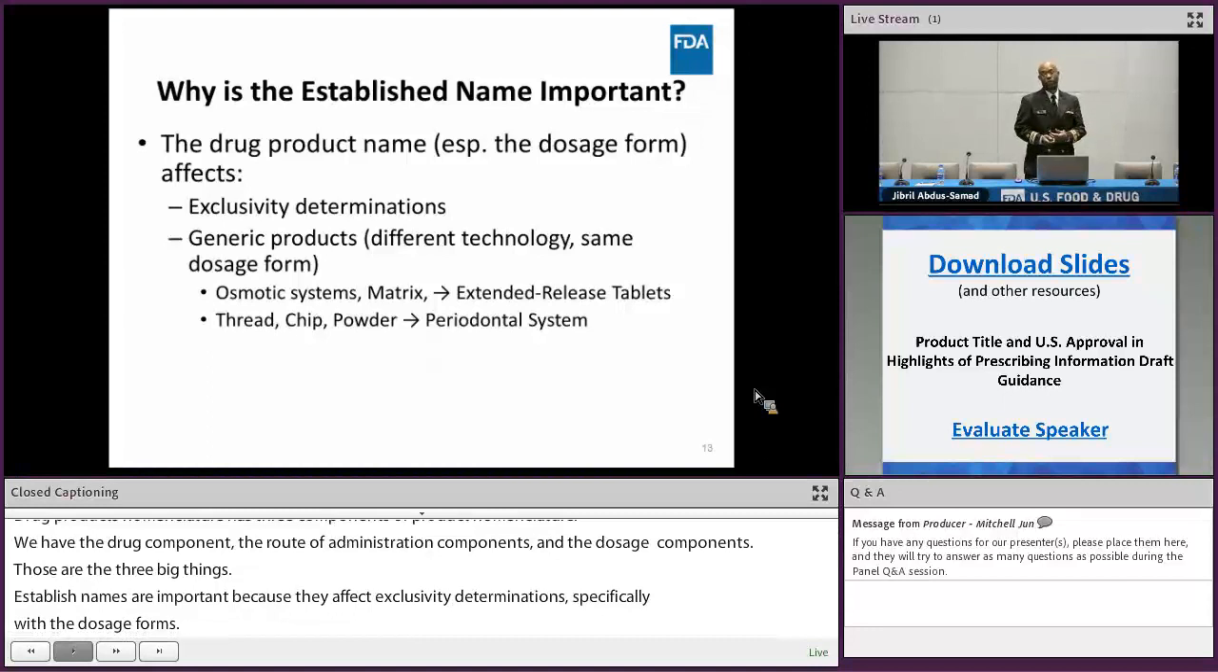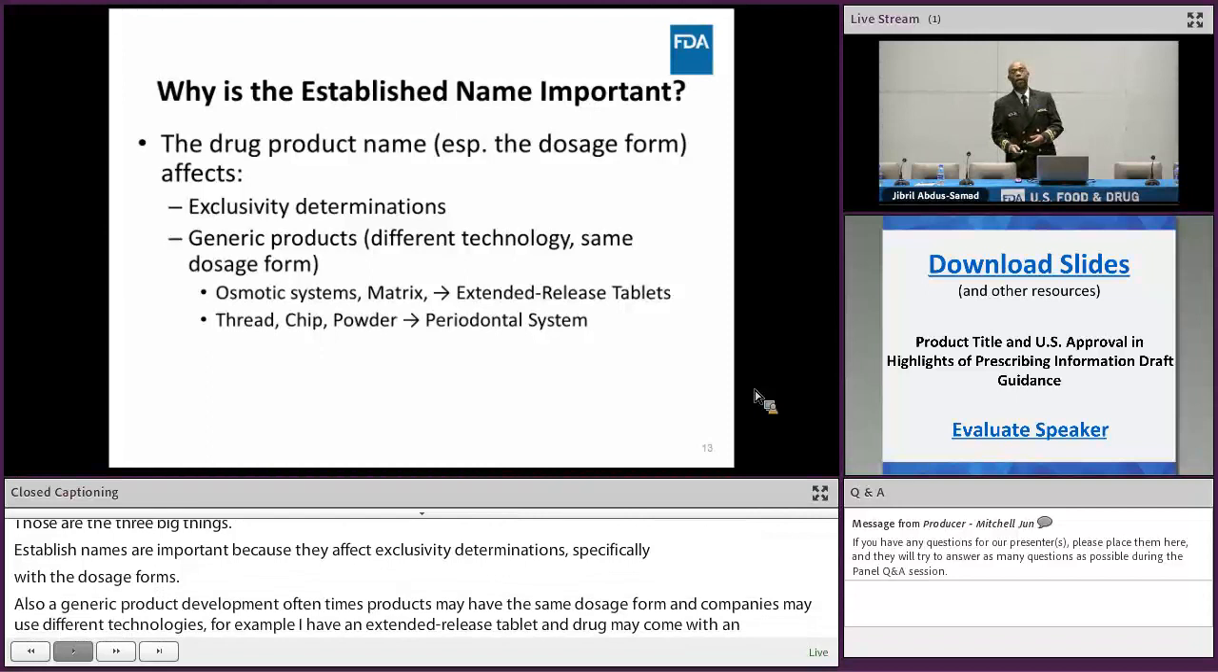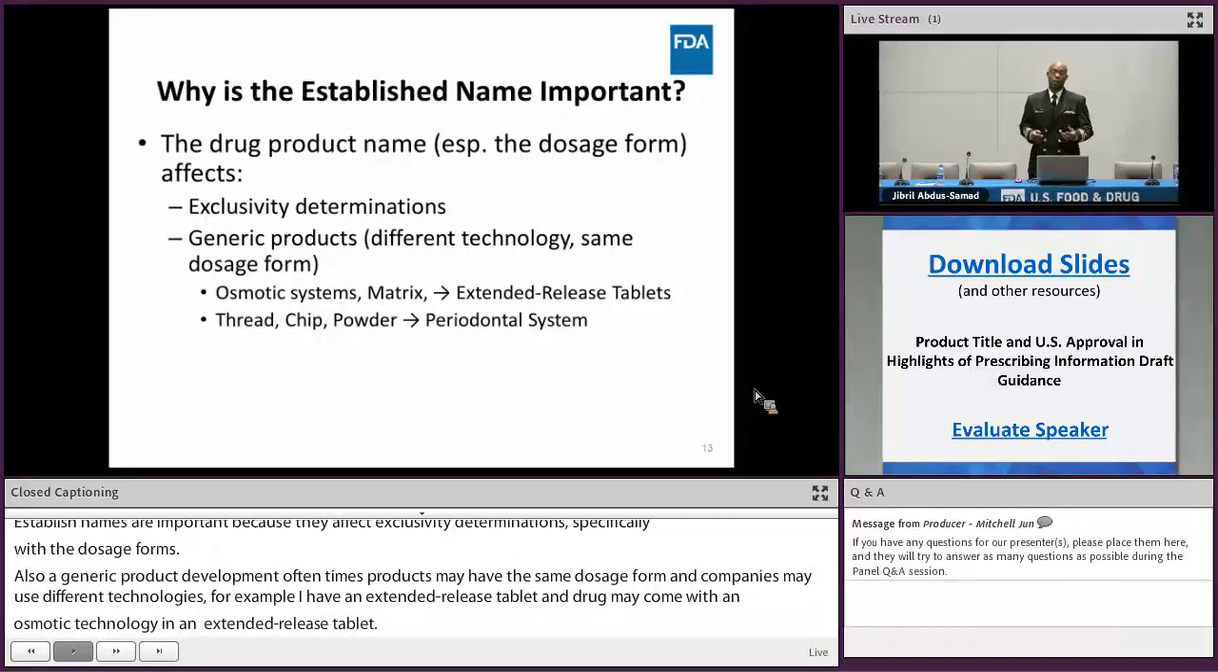For example, I have here the extended release tablet. A reference drug may come with an osmotic type of technology in the extended release tablet. And then another company may want to produce an extended release tablet and use a different technology. But in terms of naming the product in a dosage form, we want to use a dosage form term and not include any of these specific technologies in the dosage form terminology or the established name terminology.